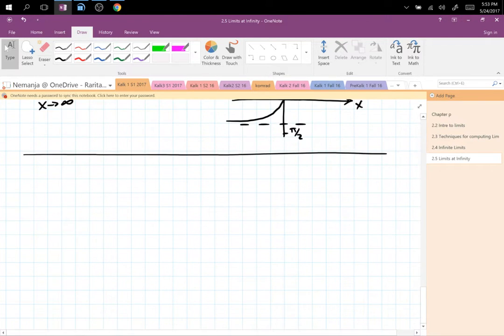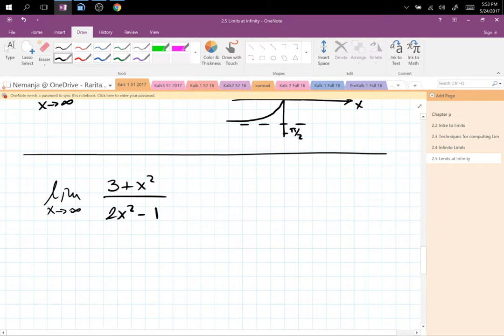So say you have the limit as x goes to infinity of 3 plus x squared divided by 2x squared minus 1. What's the horizontal asymptote? 1/2. Just by looking at it, it's 1/2. If you memorized the pre-calc rules, same exponents, so it's just the ratio of front coefficients, which is 1 divided by 2, 1/2.